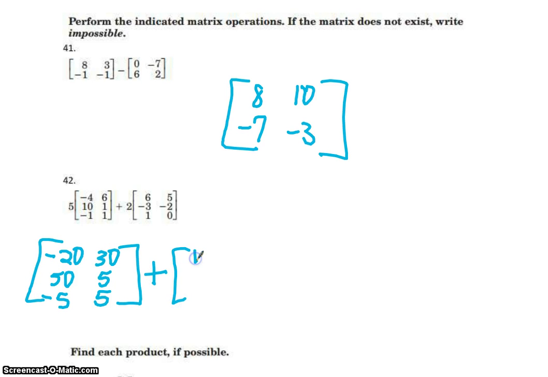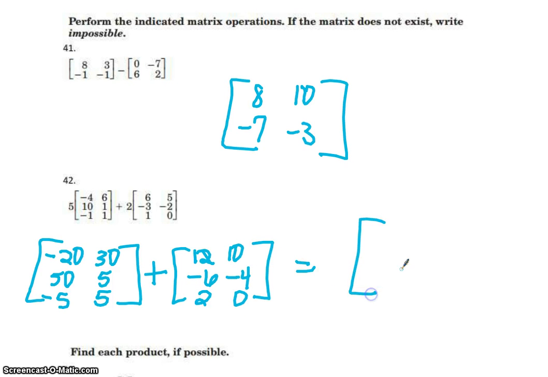Plus 2 times 6 is 12. 2 times 5 is 10. 2 times negative 3 is negative 6. 2 times negative 2 is negative 4. 2 times 1 is 2. And 2 times 0 is 0. Now you got to add them to get your final answer.